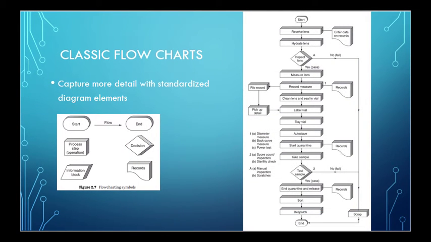A classic flowchart can be used to capture a lot more detail about a process. It allows us to show not only what the steps are, but also what information gets recorded at various places in the process, and what decisions get made and how that affects which parts of the process get executed when.